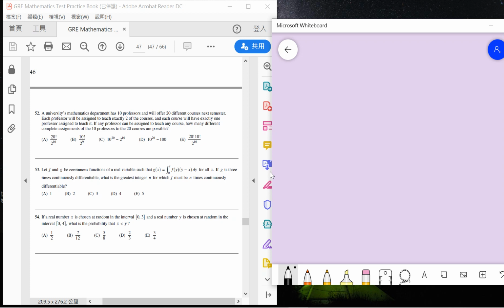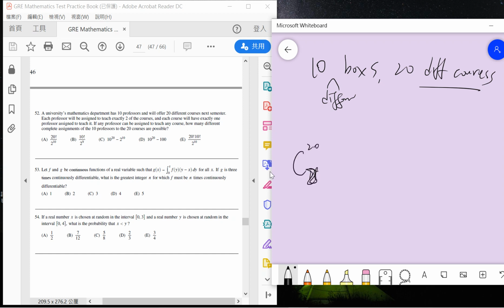The university department has 10 professors and will offer 20 different courses, and each professor chooses 2. How many ways? This is basically something you should remember the answer to. So 10 different boxes, 20 different courses. So we just take C(20,2) for the first professor, C(18,2) for the second professor, C(16,2) for the third professor, and so on.